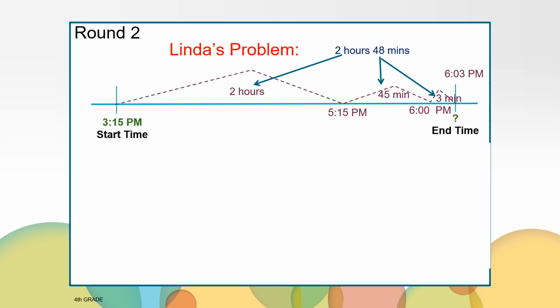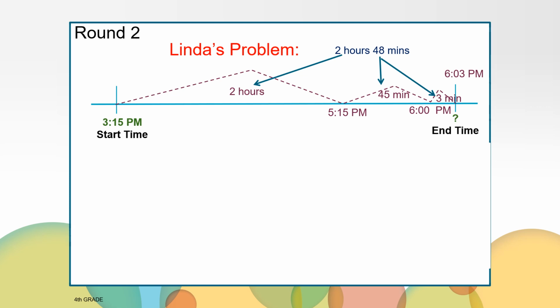There are many ways to solve these problems. Let's look at how Linda thought about it. She used a number line to show her thinking. Linda knew that swim practice started at 3:15 p.m. and lasted 2 hours and 48 minutes. She began by adding the 2 hours. She ended up at 5:15 p.m.